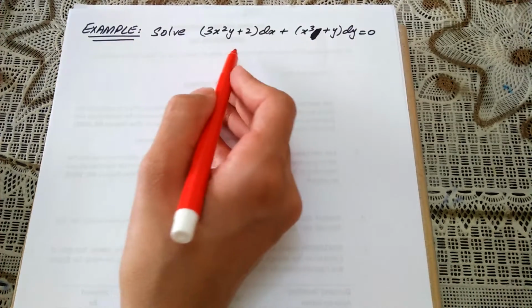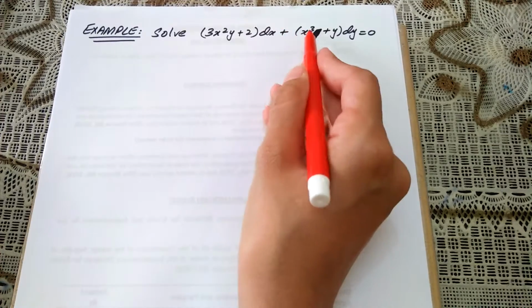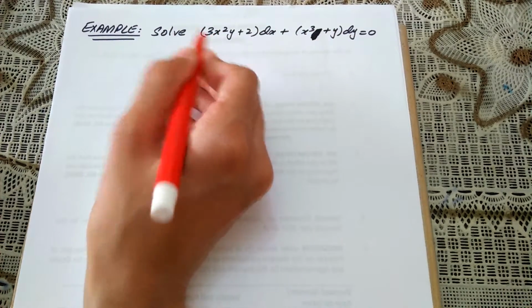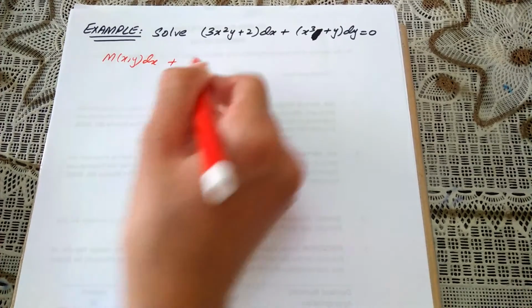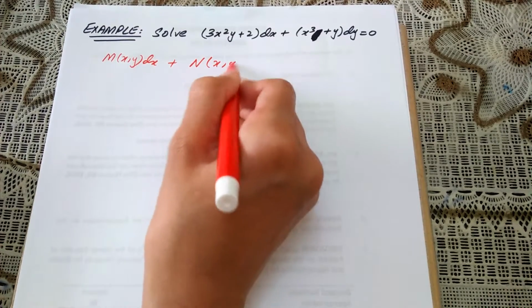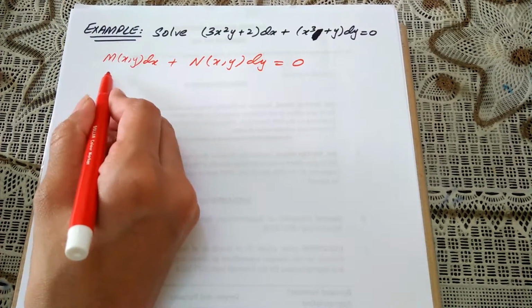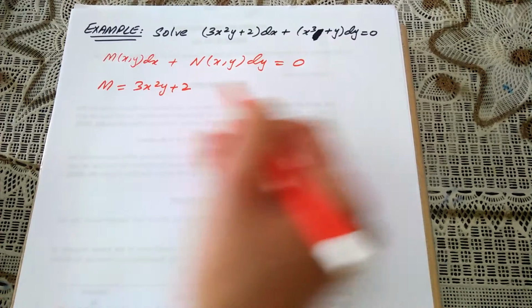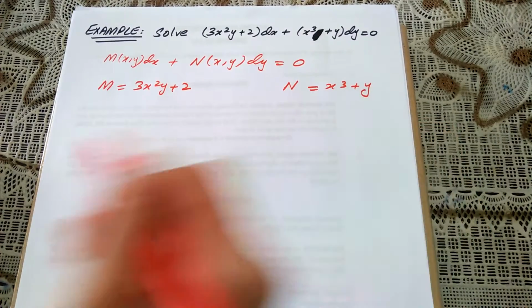The given ordinary differential equation is (3x square y plus 2) dx plus (x cube plus y) dy. Now, if I compare this given differential equation with M(x,y) dx plus N(x,y) dy equals 0, then I will get M as 3x square y plus 2 and N as x cube plus y.